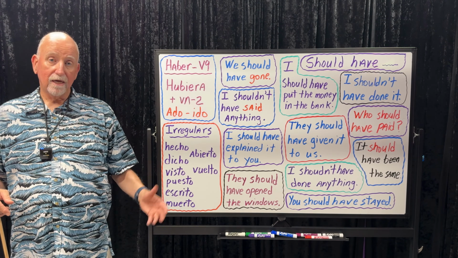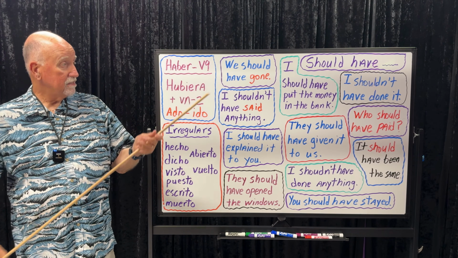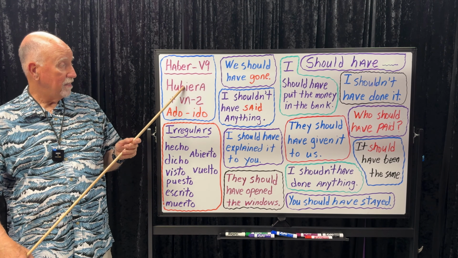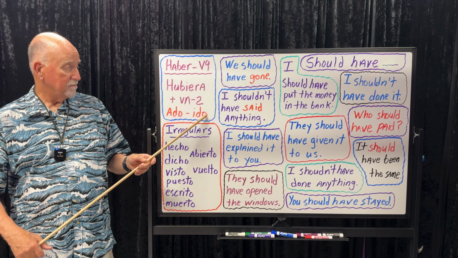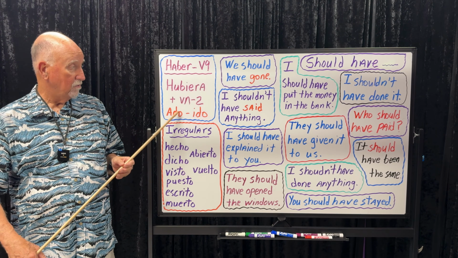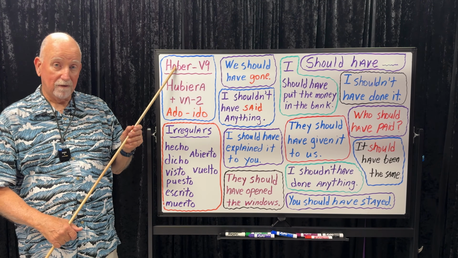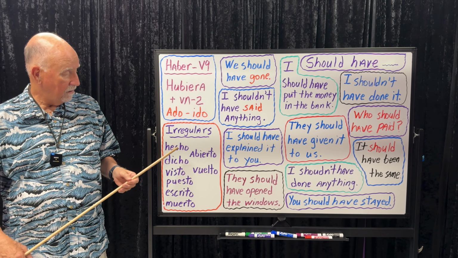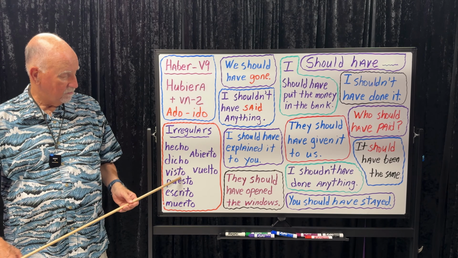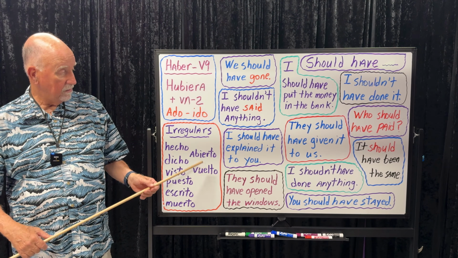And that's it, okay? So our lesson is how to say should have. You take hubiera with the past participle. The past participles always and only end in O when they come directly after any form of haber, okay? Our irregulars: hecho, dicho, visto, puesto, escrito, muerto, vuelto, and abierto.